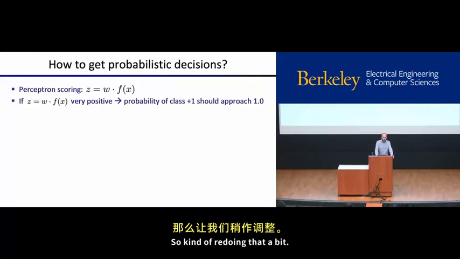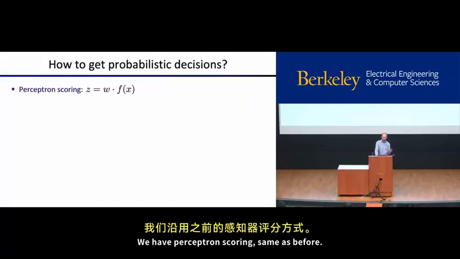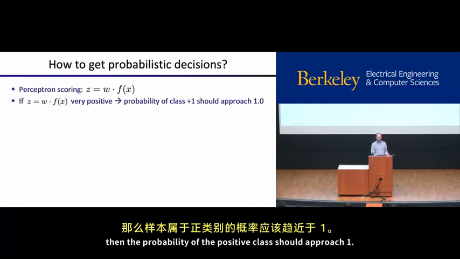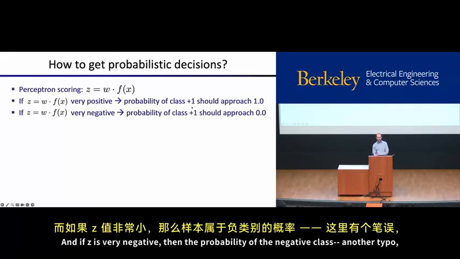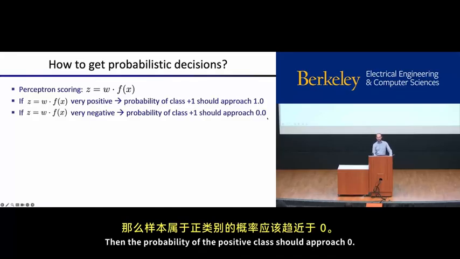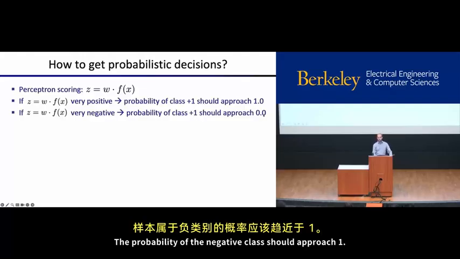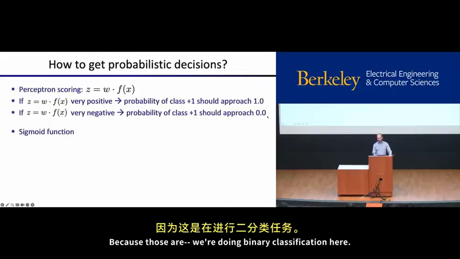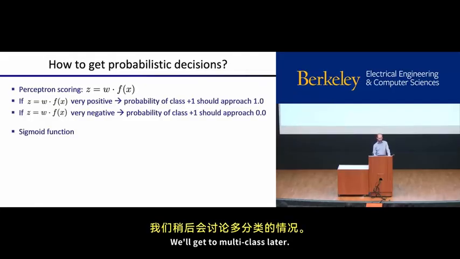So, kind of redoing that a bit. We have perceptron scoring, same as before. But now we say if Z is very positive, then the probability of the positive class should approach 1. And if Z is very negative, then the probability of the positive class should approach 0. The probability of the negative class should approach 1. Because we're doing binary classification here. We'll get to multi-class later.